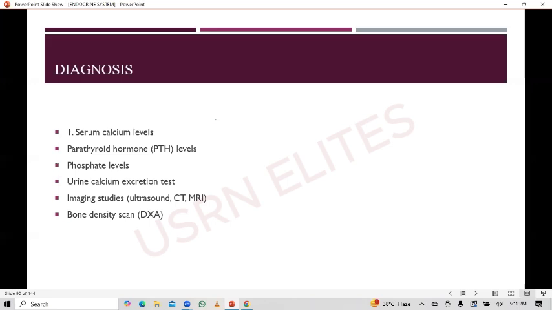In this patient, when we draw the parathyroid levels, it's going to go up. It's going to be high. Then also check phosphate levels. Here it's going to go down.